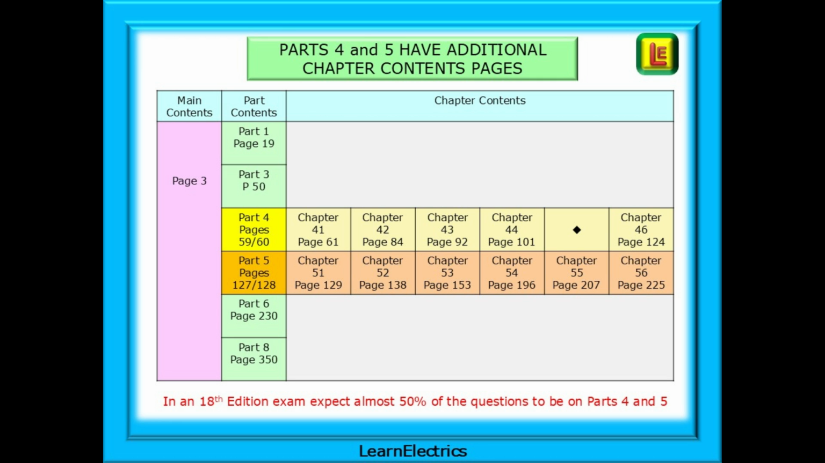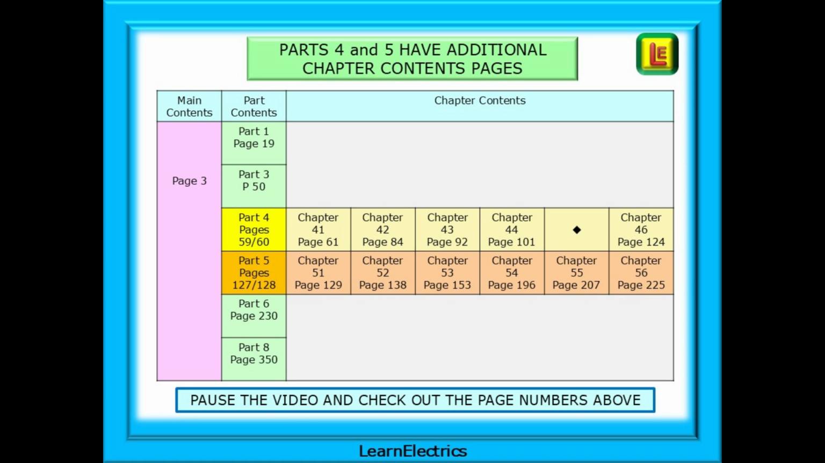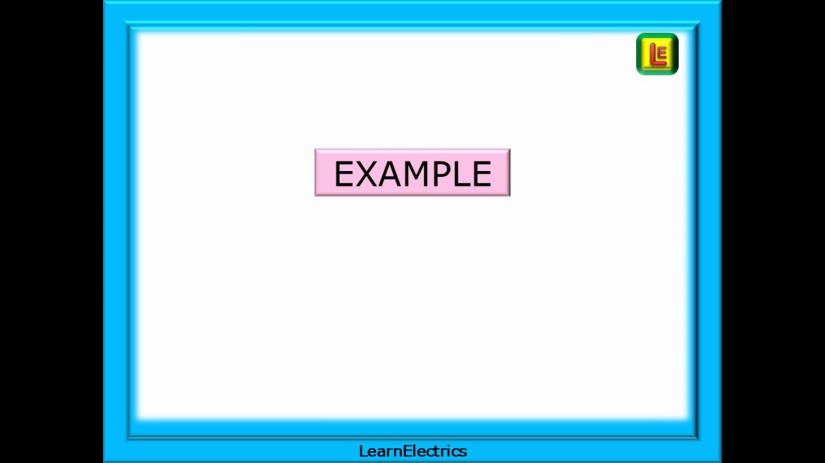In addition, parts 4 and 5 have even more contents pages, one for each chapter. The fact that there are so many contents pages for parts 4 and 5 should give you a clue that in the 18th edition exam you can expect close to 50% of the exam questions to be on parts 4 and 5, a big chunk of the exam questions. Learning to use all the contents pages is going to improve your exam score. Pause the video and check out the page numbers shown above. Make yourself familiar with them. Let's do a couple of examples.